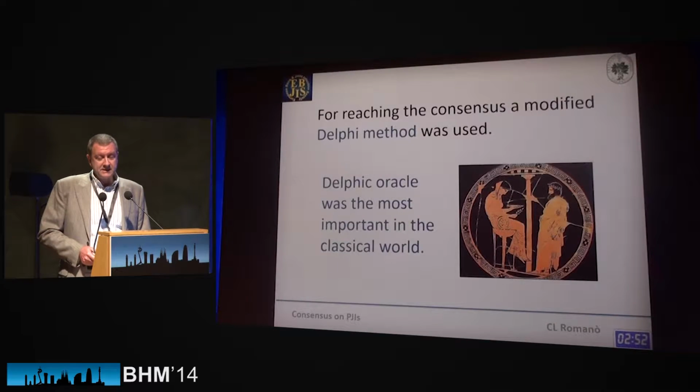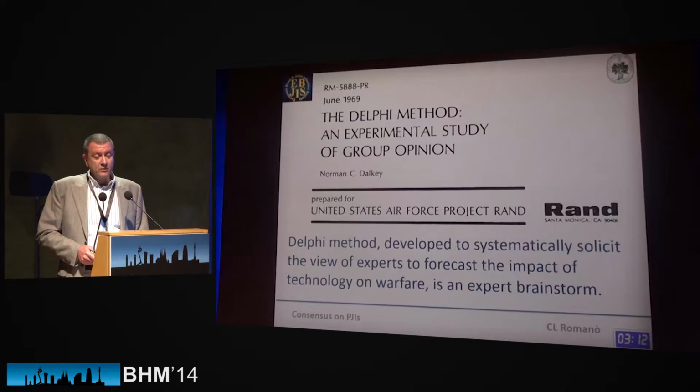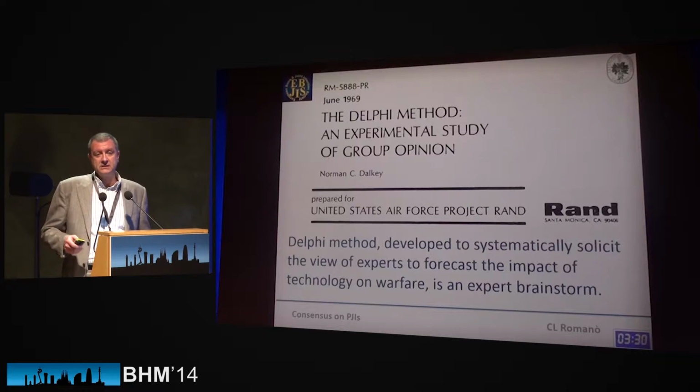The first point is that the consensus used the Delphi method, a modified Delphi method. The name Delphi comes from the Delphic oracle that was the most important in the classic world. It was in fact developed in California by the Rand Corporation in the 60s, and the aim of the Delphi method was to establish a method to have an expert brainstorming, but systematic.